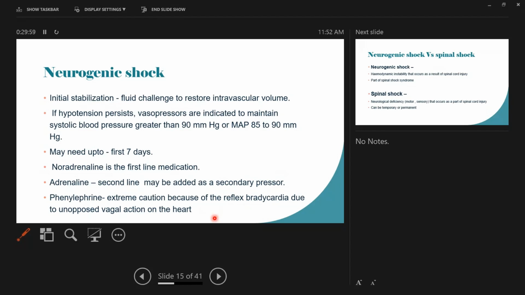Again, you have to monitor those patients, because you're playing with the sympathetic and parasympathetic nervous system and the balance between them. So close monitoring of these patients is important. Okay, so that is your neurogenic shock.